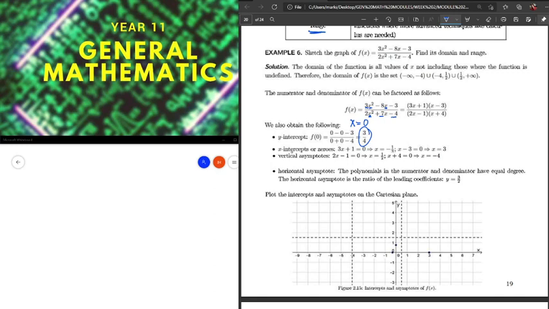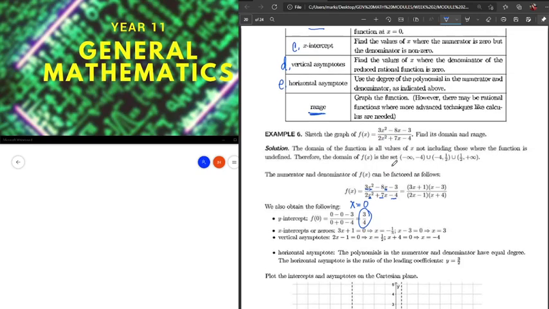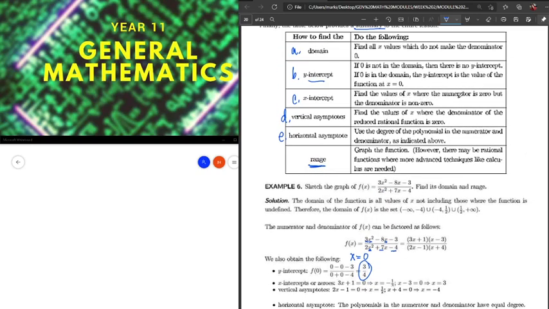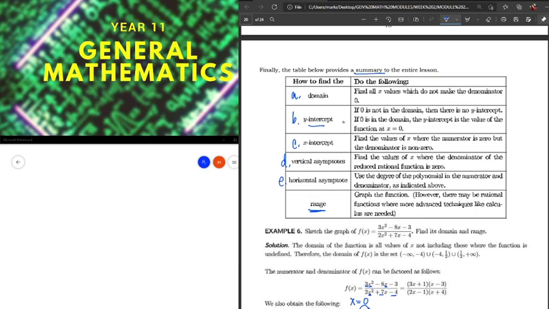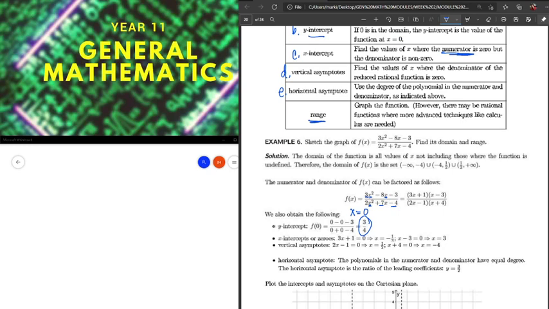Next, how to get the x-intercept? Find the values where the numerator is 0 but the denominator is non-zero. Do not be confused, just mind the numerator. Based on our given examples, we have 3x plus 1 as our numerator, and x minus 3, so we equate each to 0. 3x plus 1 equals 0, so x equals negative 1/3, and x minus 3 equals 0, then x equals 3. So we have 2 x-intercepts.